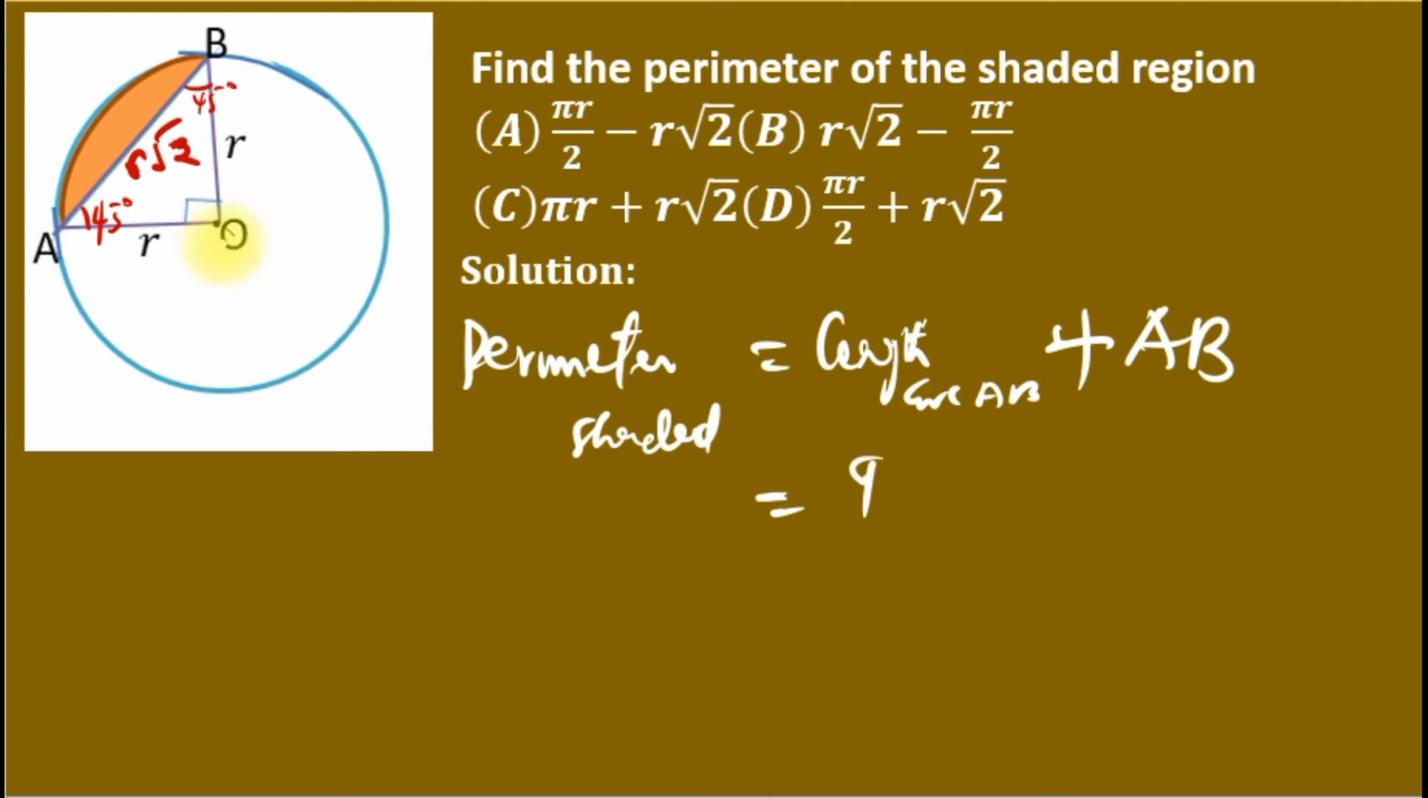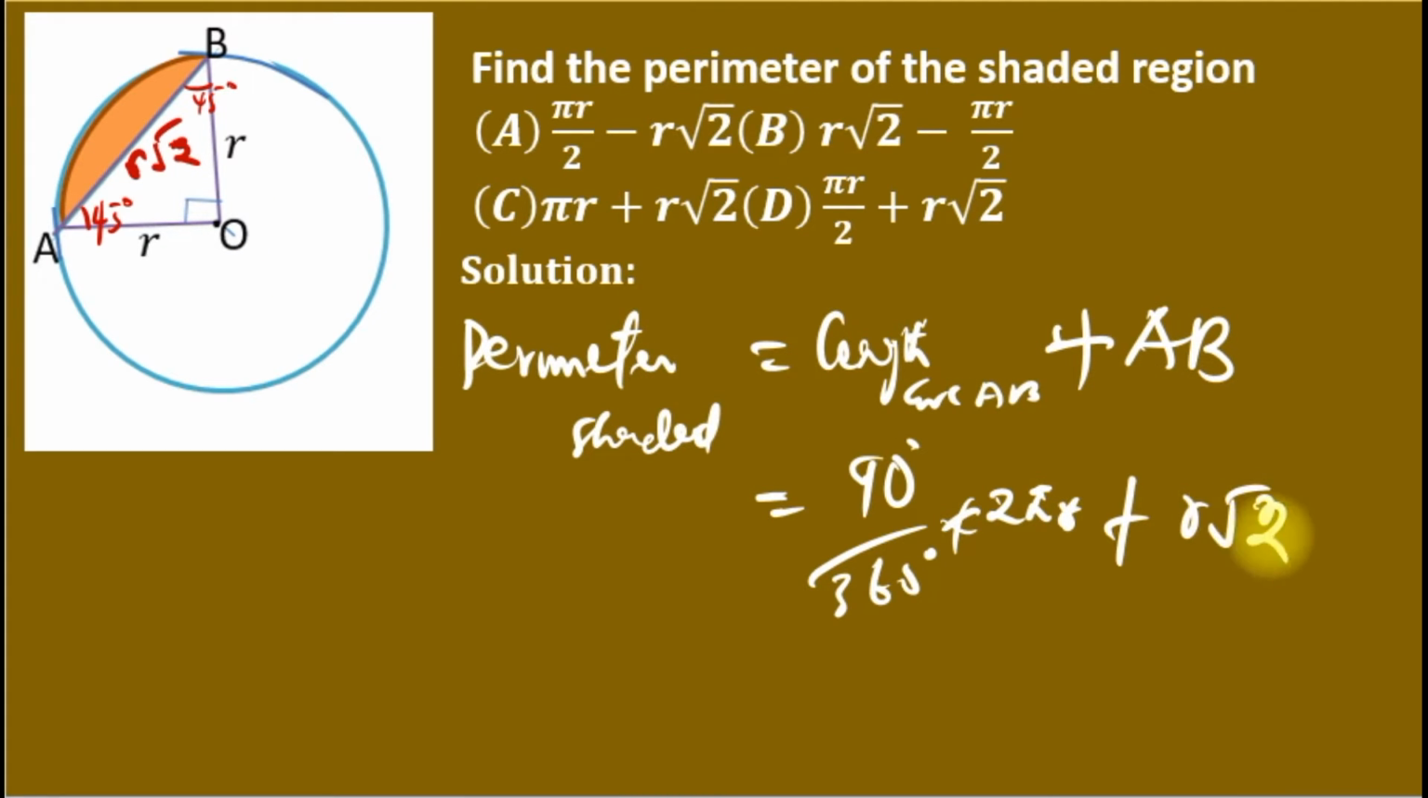Our theta here is 90, as you can see, 90 degrees over 360 times 2 pi r, because the radius is r, plus AB is what? R times root 2. So our answer is pi r over 2, because this is 1 over 4 times 2 is 1 over 2, plus r root 2. So our answer is D.